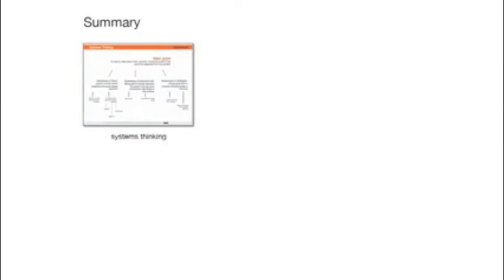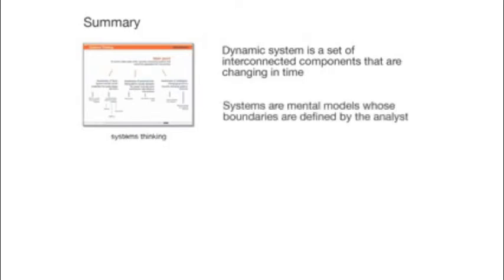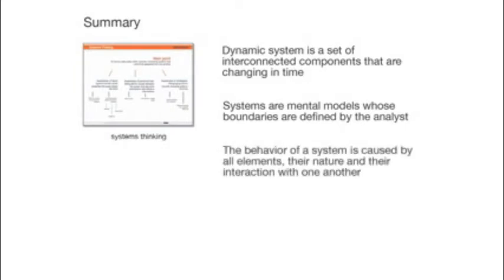Okay, let's summarize. A dynamic system is a set of interconnected components that are changing in time. Systems are mental models whose boundaries are defined by the analyst. The behavior of a system is caused by all elements, their nature, and their interaction with one another.